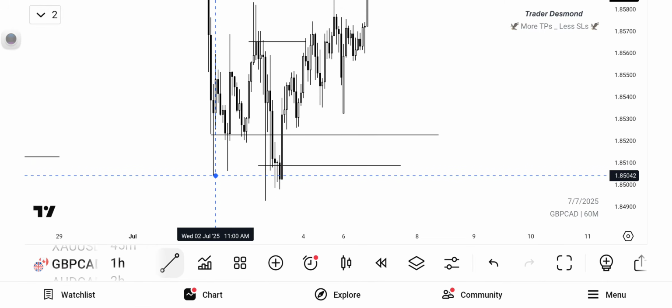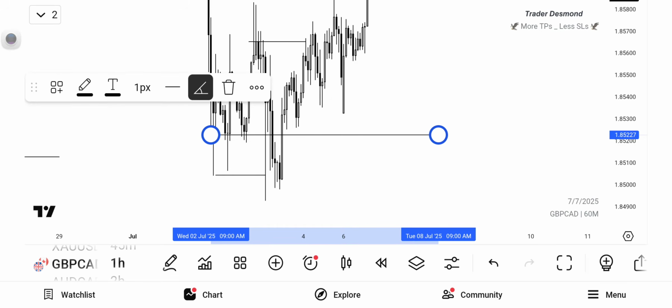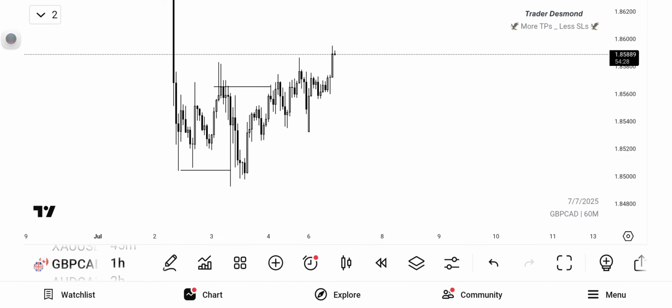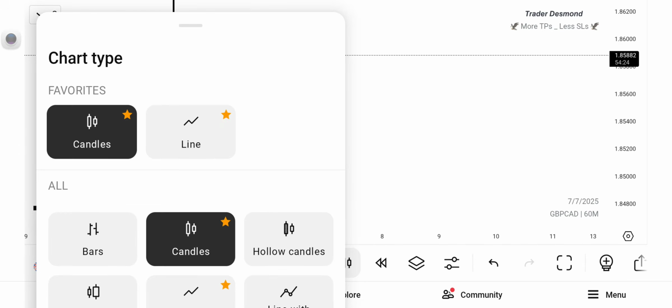Here's my sweep. Still the same sweep we have been maintaining from the higher time frame. Then let me just take this out. Let's take all this out. So now let's switch to the line chart.